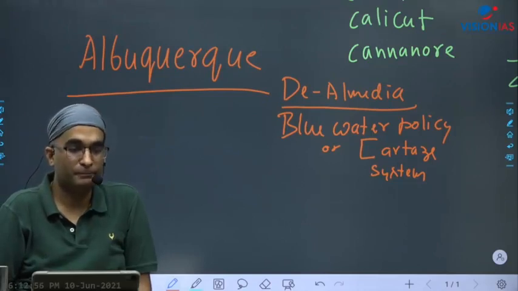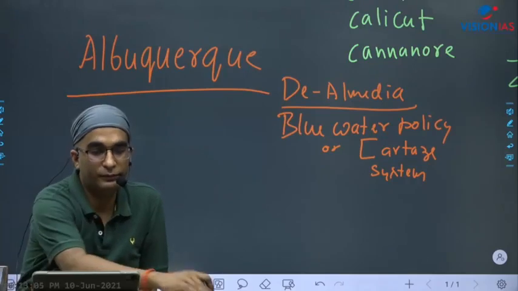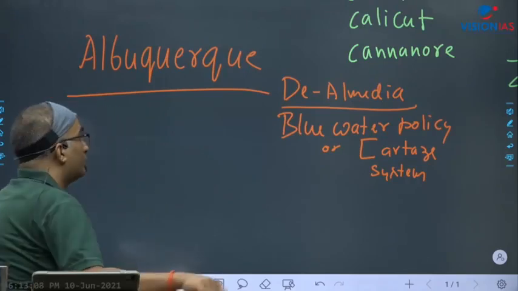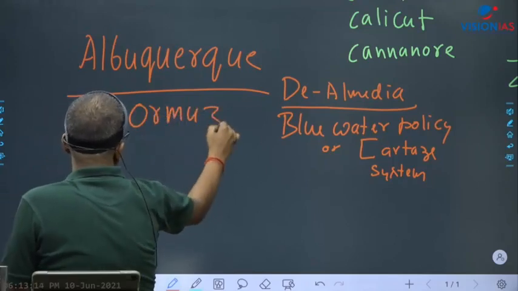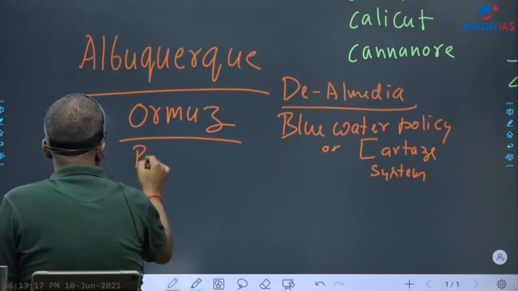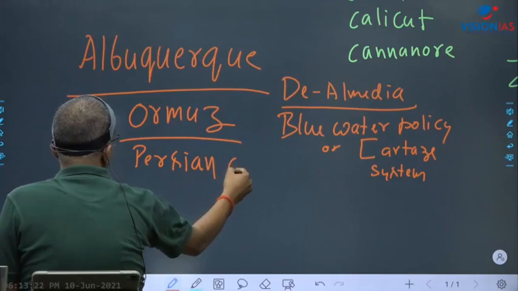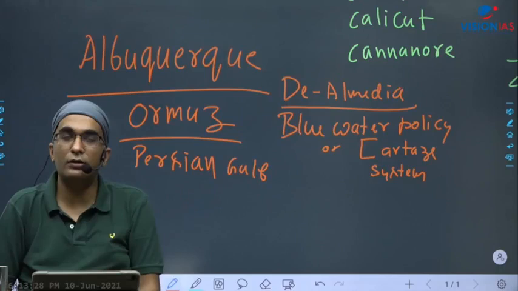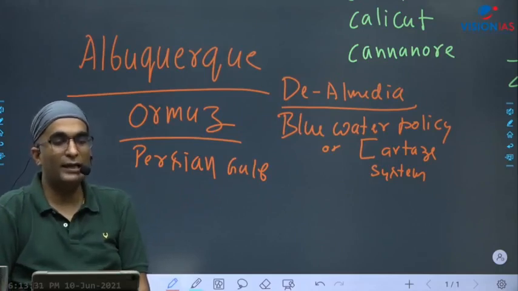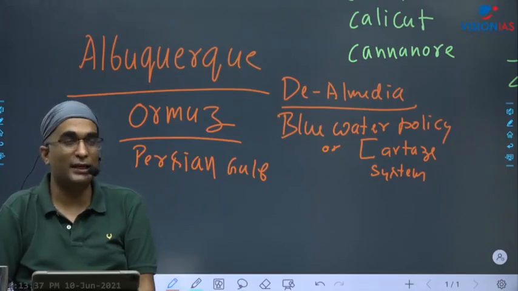Then further you mention, he also conquered Ormuz. He also conquered Ormuz in the Persian Gulf. I'll tell you where this Ormuz is. Ormuz in Persian Gulf. He also conquered Ormuz in Persian Gulf and eclipsed influence of Arab traders in India.